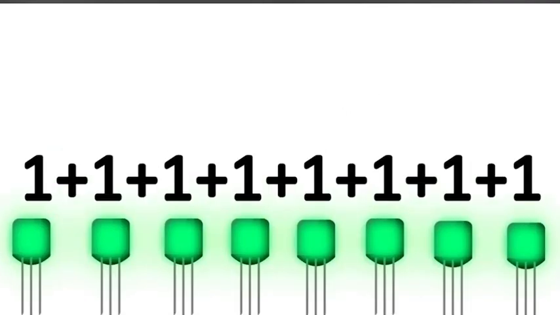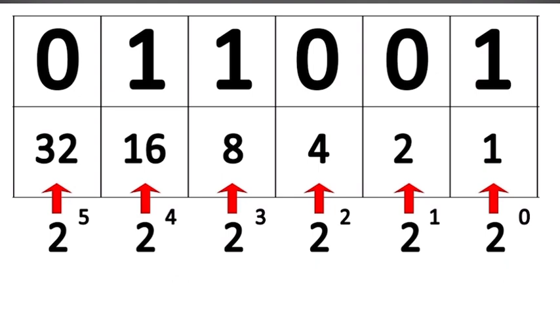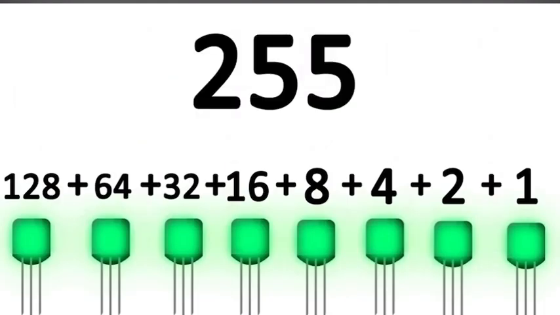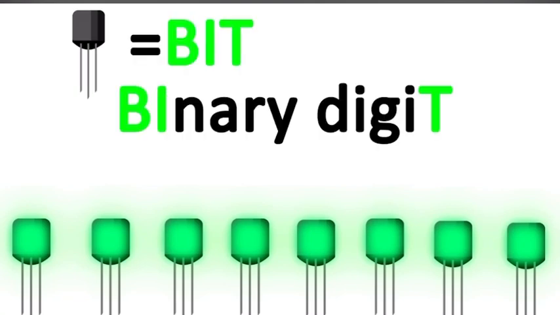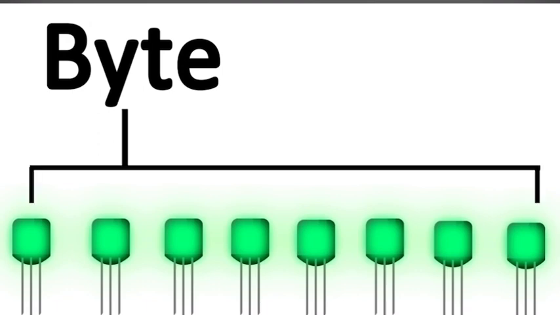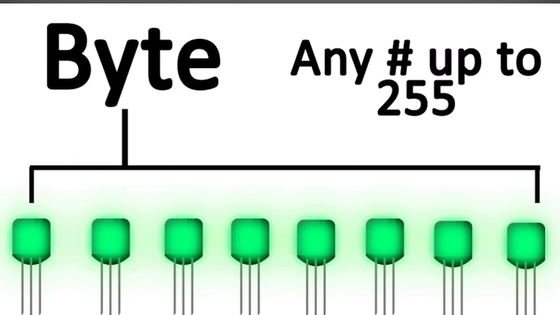8 transistors using the tally system could represent a number as large as 8 by turning all of them on. With binary, we can represent a number as high as 255. An on switch means a 1, and an off switch means a 0. Now is a good time to mention that a single transistor is what's known as a bit, which stands for binary digit. A byte is 8 of these bits in a row, which means any number between 0 and 255.